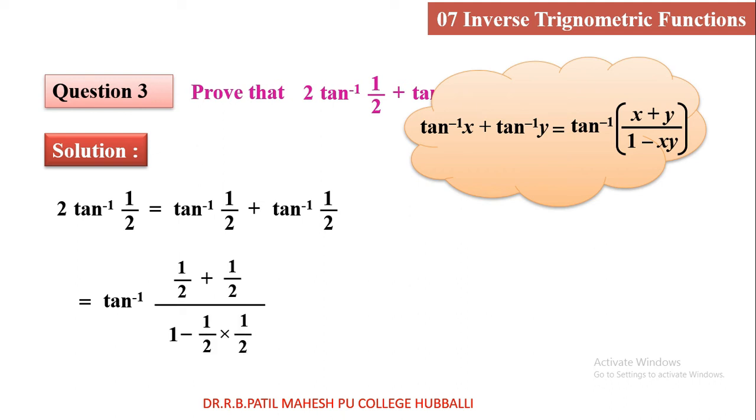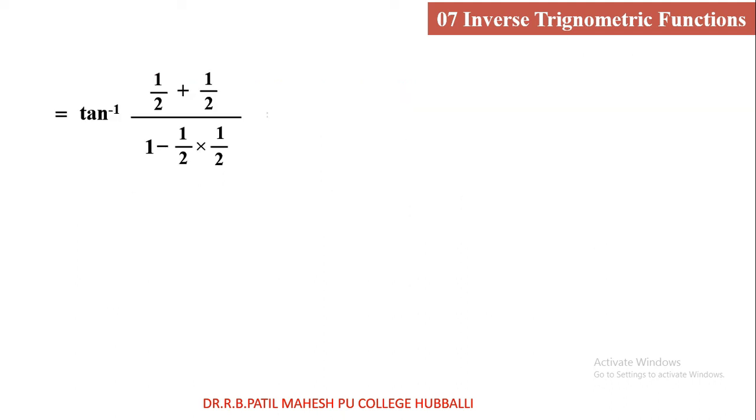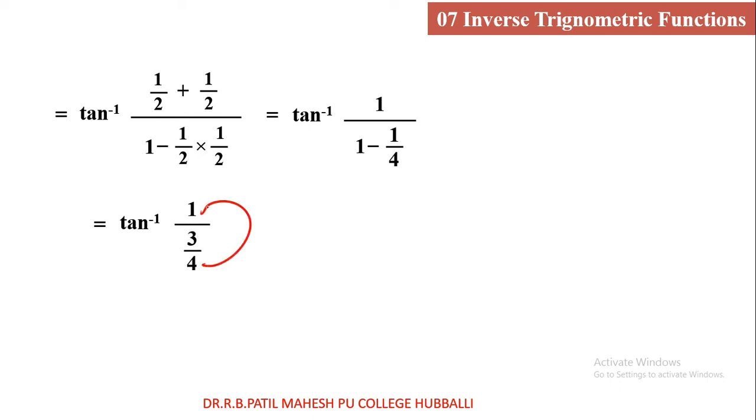Simplify this expression. So that tan inverse of 1 by 2 plus 1 by 2 is 1 divided by 1 minus 1 by 4, then tan inverse of, in the denominator 3 by 4, then take this 4 to the numerator, so that you are going to get tan inverse of 4 by 3. So this is the value of the first term, that is 2 tan inverse 1 by 2 is equal to tan inverse 4 by 3. So keep it safe, 2 tan inverse 1 by 2 as tan inverse 4 by 3.